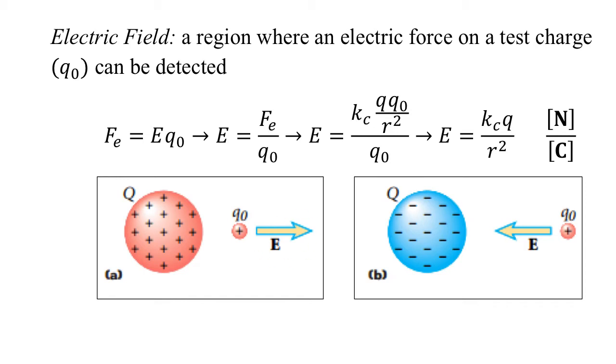Now, if I take the other scenario, the flip side, and I look at a negative source, Maria, focus please, I take a negative source and I bring a proton near it, the proton is going to be pulled toward the negative source, which is why this arrow here is drawn to the left.